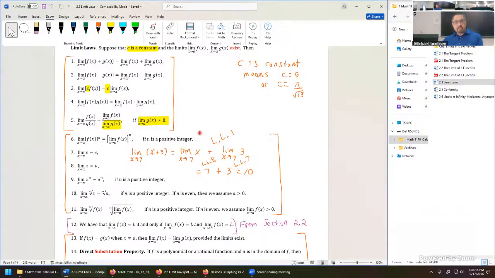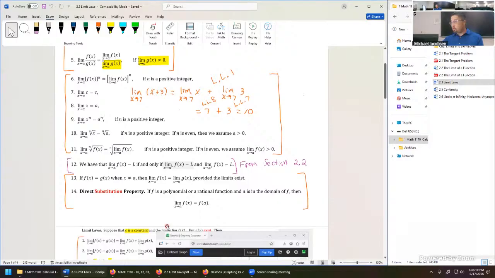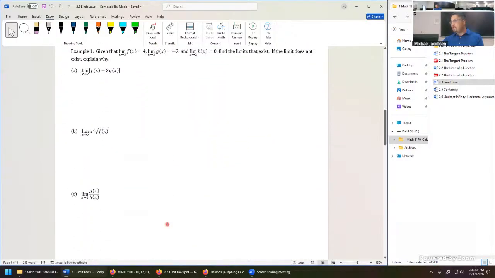Okay, my next two examples really are just a way to get into these laws to see how they work. Example one, you'll be doing something similar in the homework through two different graphs. Here, I just have three provided limits.